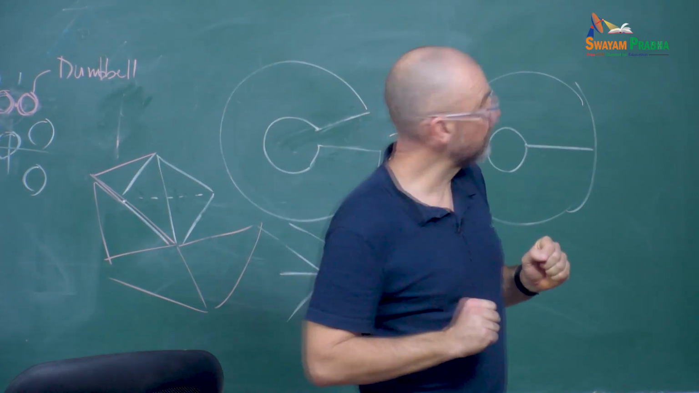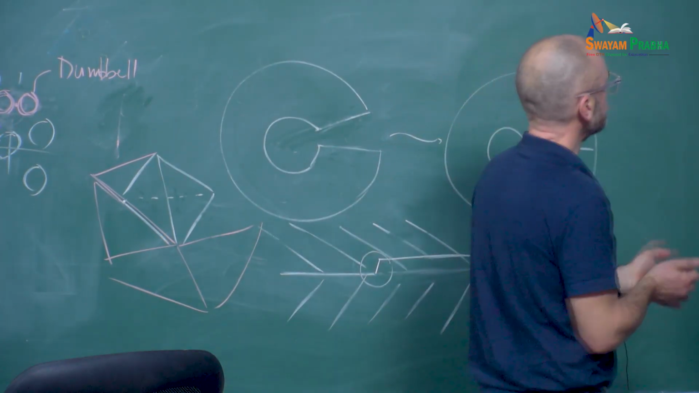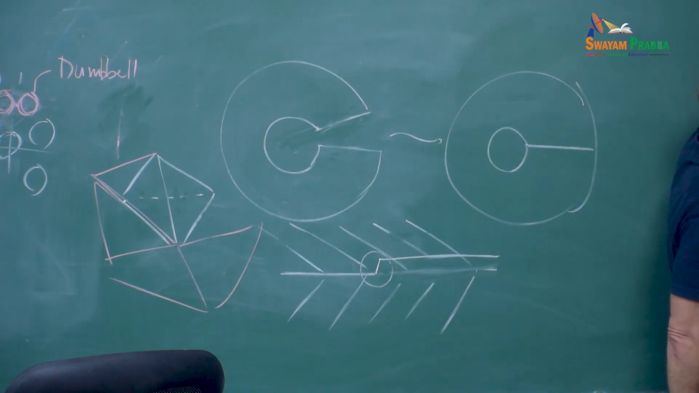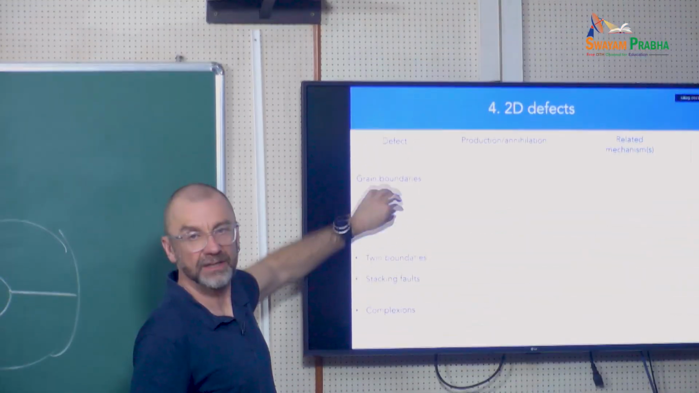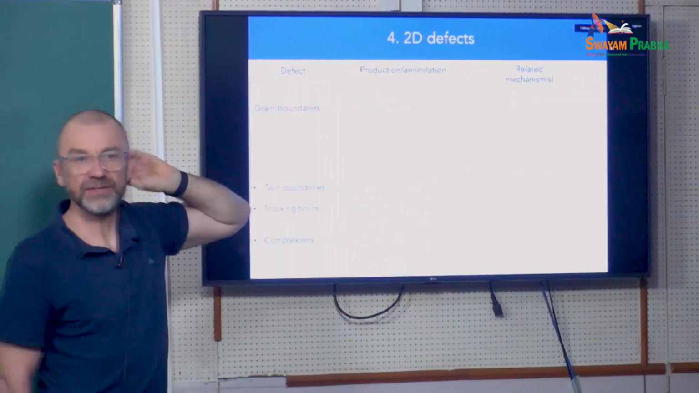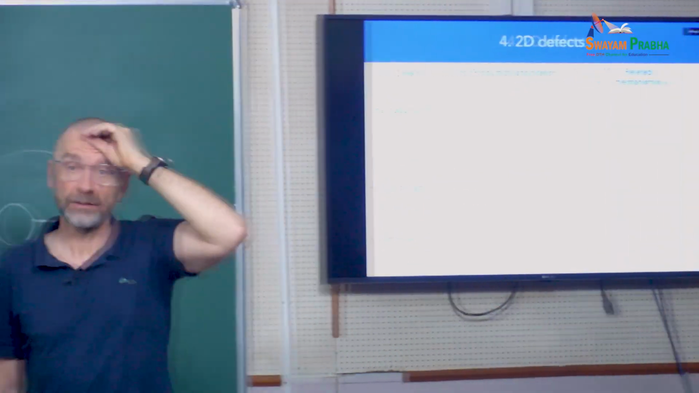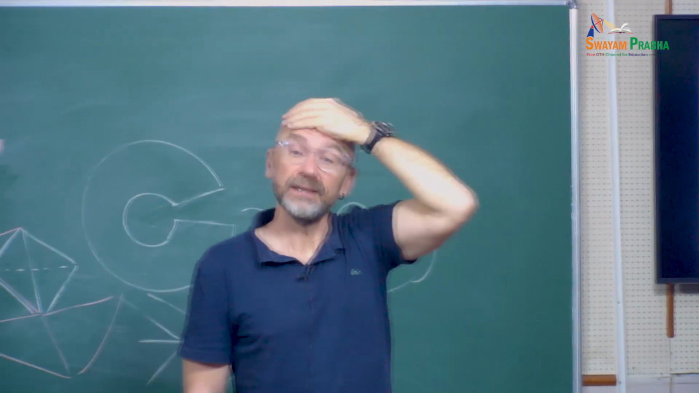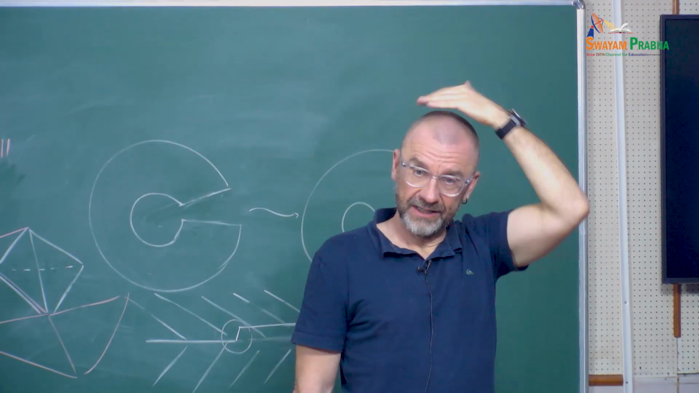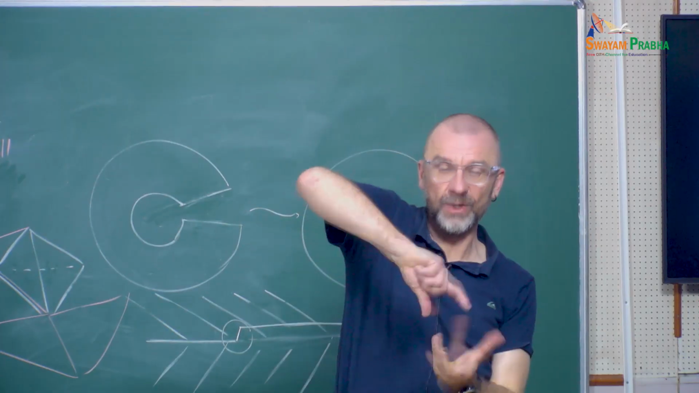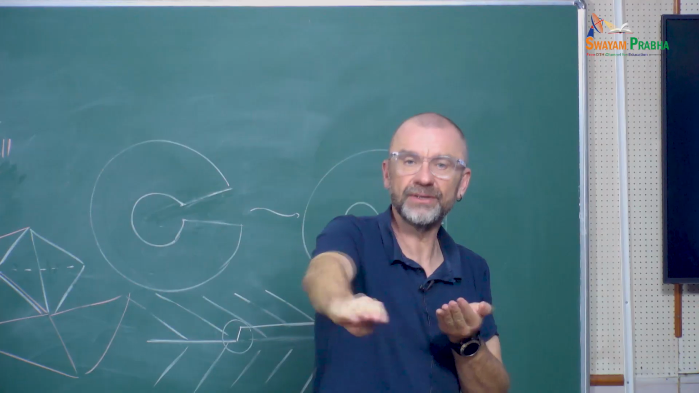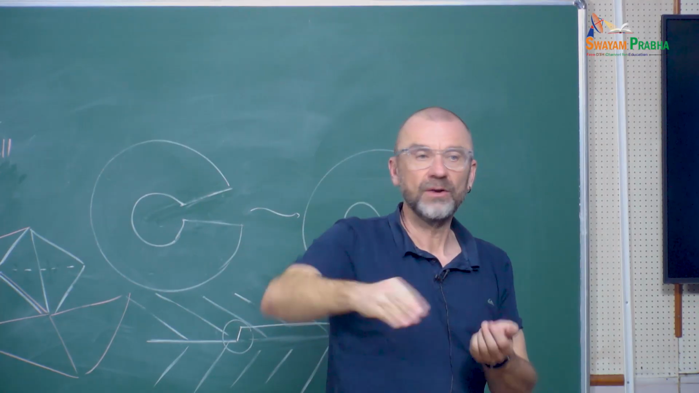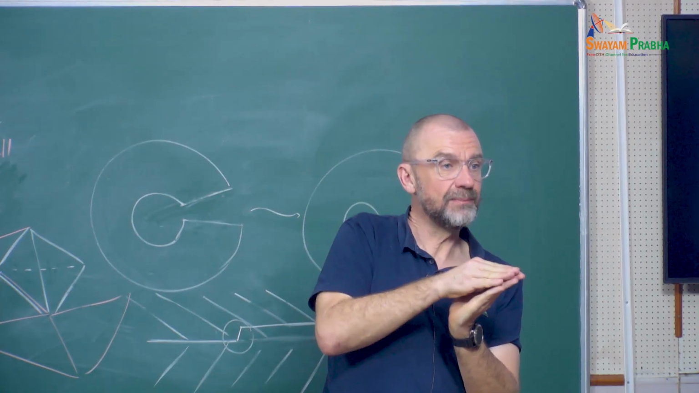Now the 2D defects. We have grain boundaries, and there are different types of grain boundaries. What do you think are the different types of grain boundaries? Yes. So symmetrical, non-symmetrical. We have twist grain boundaries. We have tilt grain boundaries. But then inside the grain boundary, we can have low angle grain boundaries.